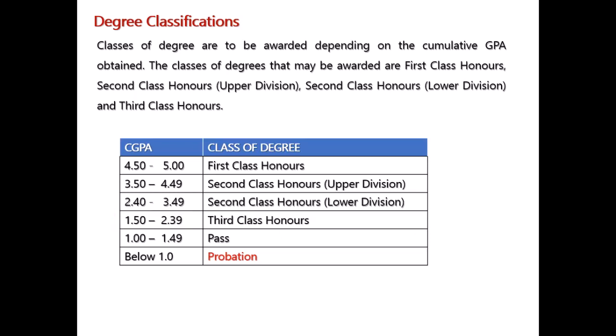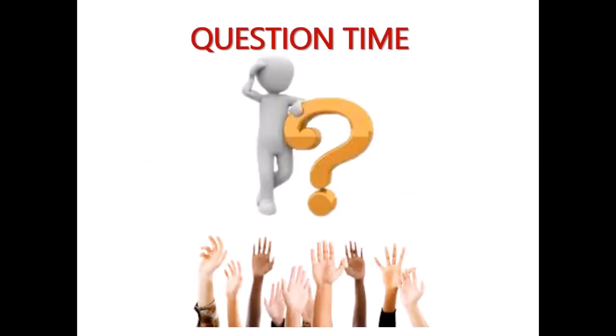And if yours falls between 1.00 to 1.49, it's a pass. Then of course, if it's below 1.0, that's probation. But I doubt if a university will allow you to get to this point before being ejected from the school. So you can see the ranges of CGPA that we have and their classes of degree.